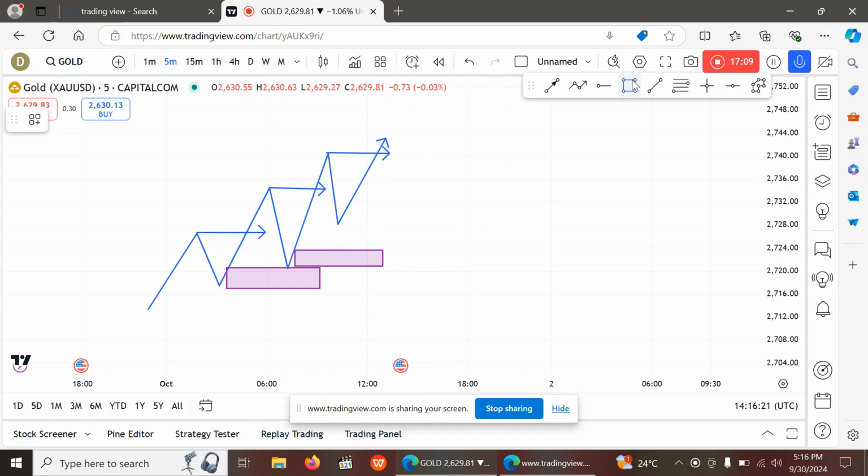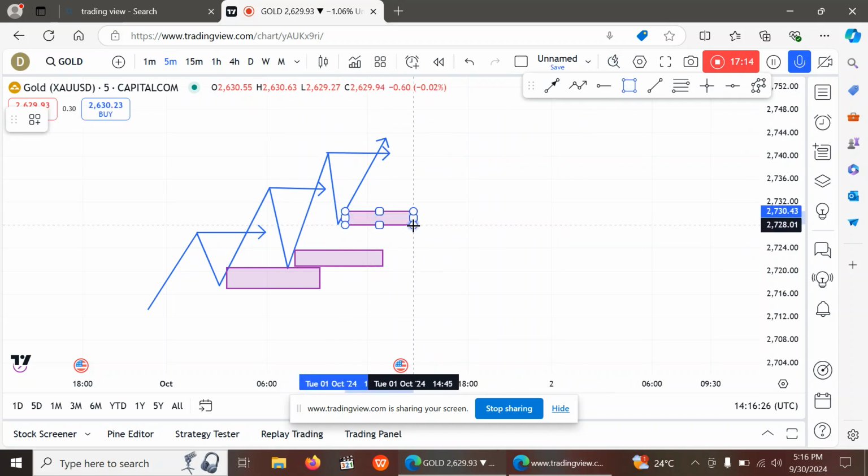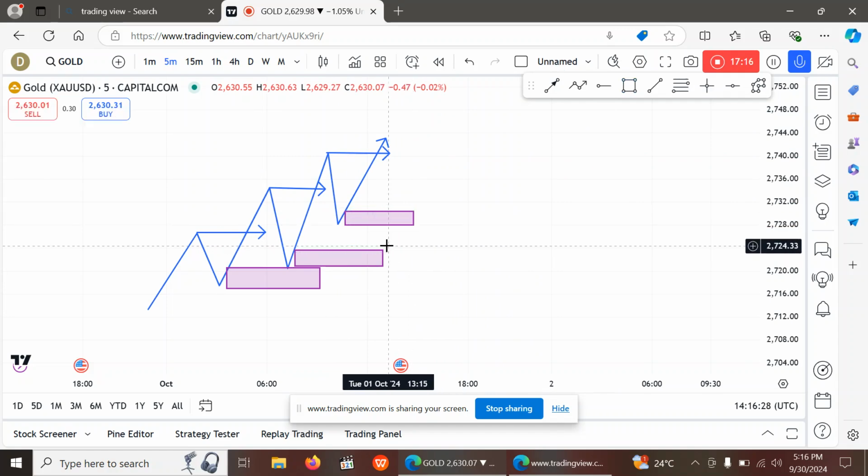So there's a difference between, you see this area, we have this area, unmitigated zone. So this is the unmitigated zone. The area that the market leaves and moves to the upside without mitigating it is what I call, not what we call, it's me, it's what I call a left order.